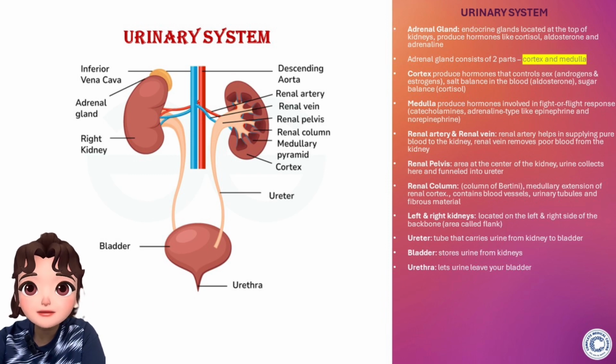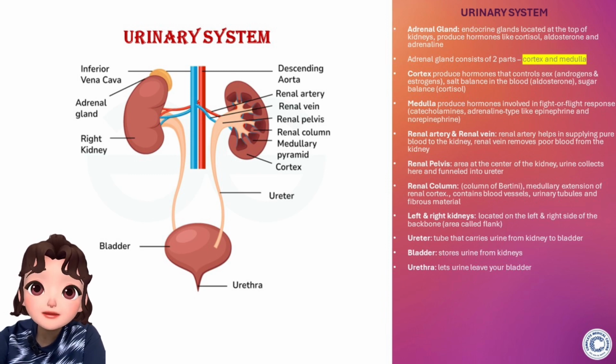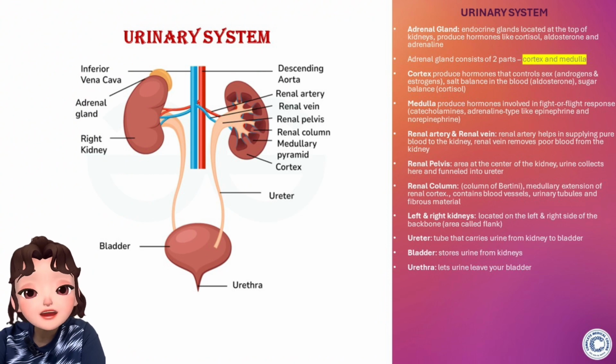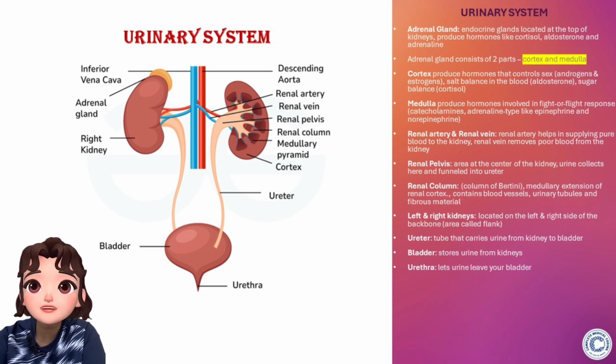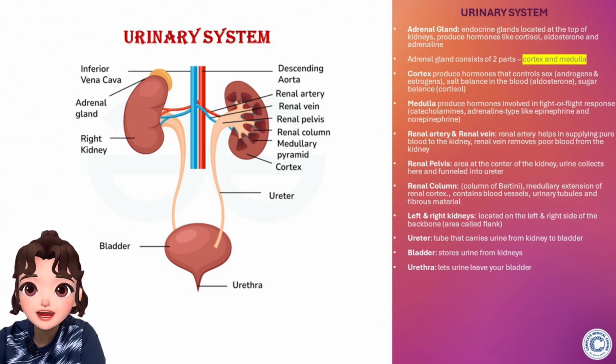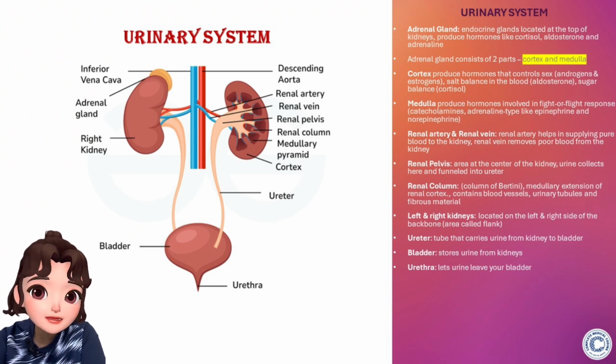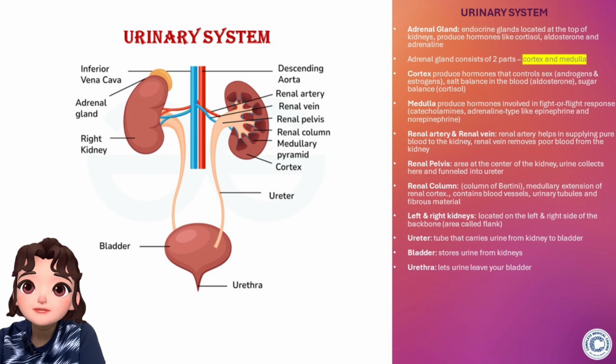Renal artery helps in supplying pure blood, means oxygenated blood, to the kidney, whereas renal vein removes the deoxygenated blood, poor blood, from the kidney. The same function of arteries and veins. Renal artery supplies oxygenated blood to the kidney, whereas renal vein removes the deoxygenated blood from the kidney.